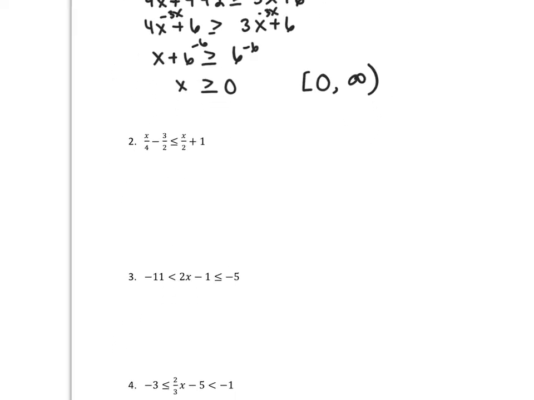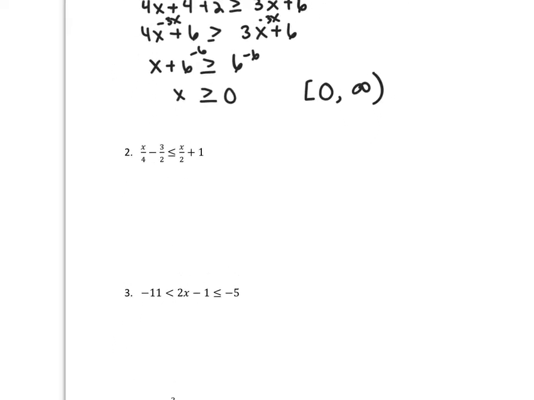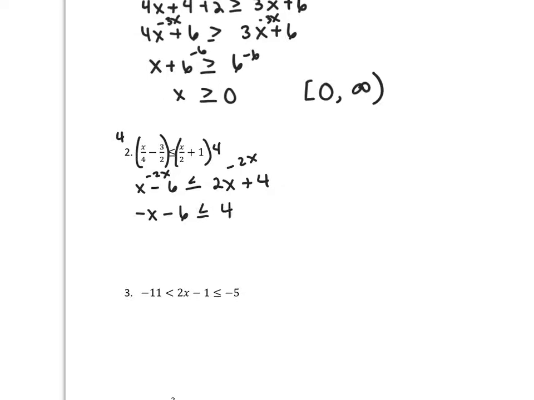All right, number 2, clear your fractions first. You need to multiply every term by 4 because that's the LCD. And that will leave me an x minus 2 over 4, 2. 2 times 3 is 6. Now distribute the 4 on the right, and that will give me a 2x plus 4. And I want that x on the left, so I'm going to subtract 2x. That's negative x minus 6 is less than or equal to 4.